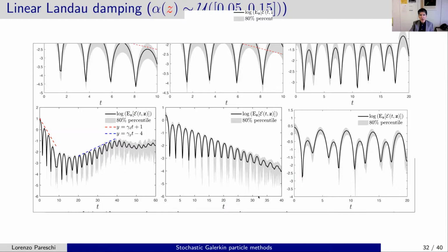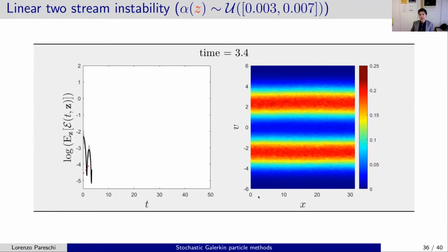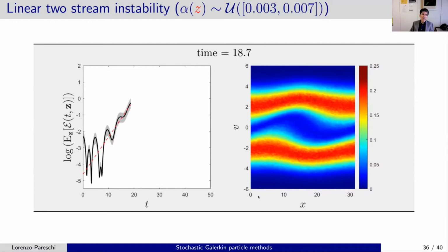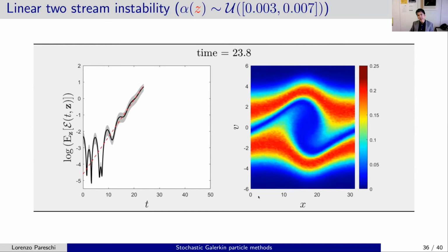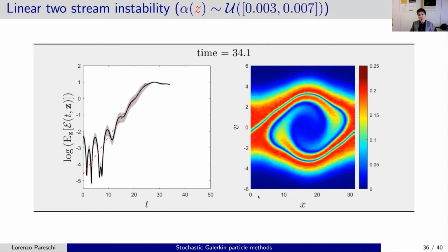The last thing I want to show you is the two-stream instability, which is a good movie to show at the end of a talk because it is a classical process where we have a lot of structures. Now the initial distribution is made of two bumps. It's no more just a perturbation of a Gaussian, but a perturbation of these two bumps. And you see on the right-hand side in the x-v space the initial Gaussian structures, and then as time goes on, you have the formation of these instabilities. You see the theoretical estimate of the asymptotic behavior of the logarithm, which is very well captured together with the confidence band. And on the right-hand side, you see how structures are formed and how particles perform a very good job in describing all the structures that are formed in the solution.